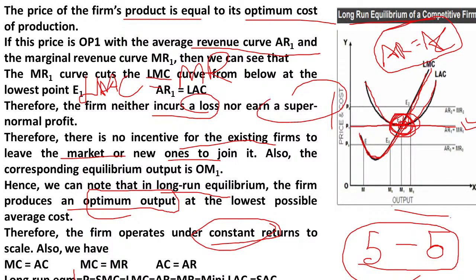In the long run, price is equal to MC, SMC is equal to LMC is equal to AR is equal to MR is equal to the minimum point of LAC is equal to SAC. So please remember it. A question was once asked on this topic. So this is about the equilibrium of a perfect competition market under the long run.